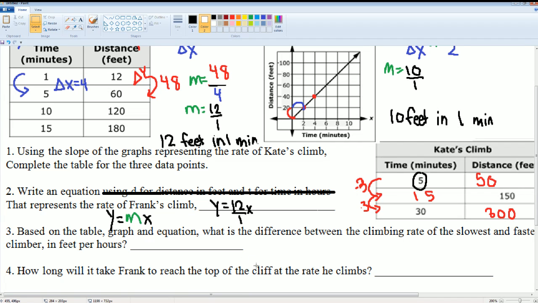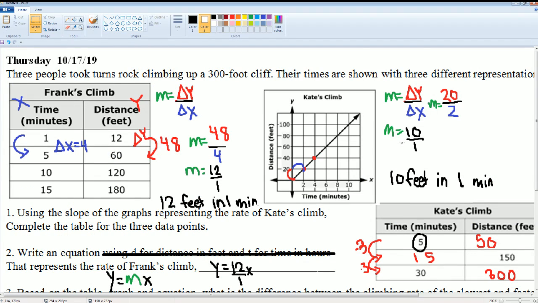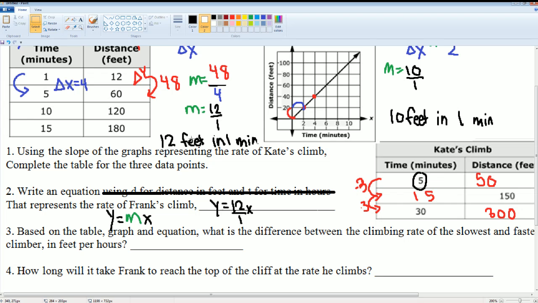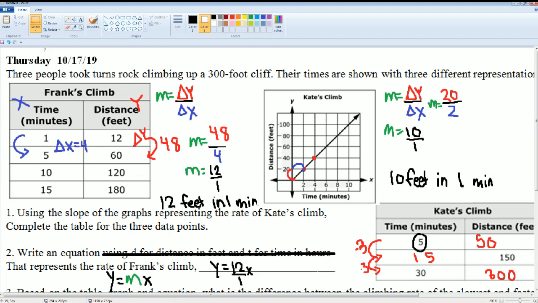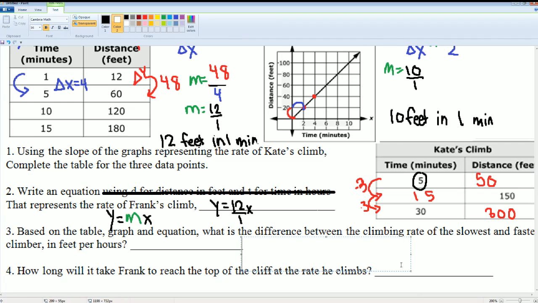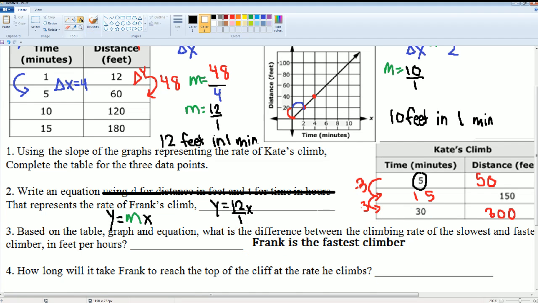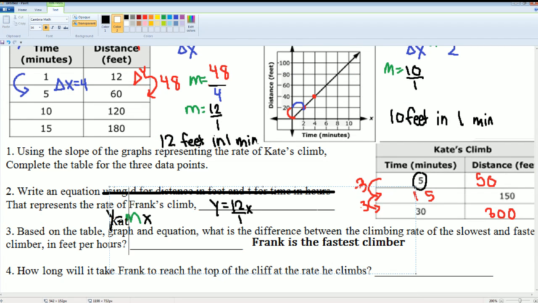Based on the graph, what is the difference with the climbing rate of the slowest and fastest? Who climbed faster? It seems Frank climbed faster, 12 feet in 1 minute or 10 feet per minute. Frank is the fastest climber, because look, 12 feet per 1 minute, and Katie is 10 feet per minute. So we would say Katie is the slowest climber.